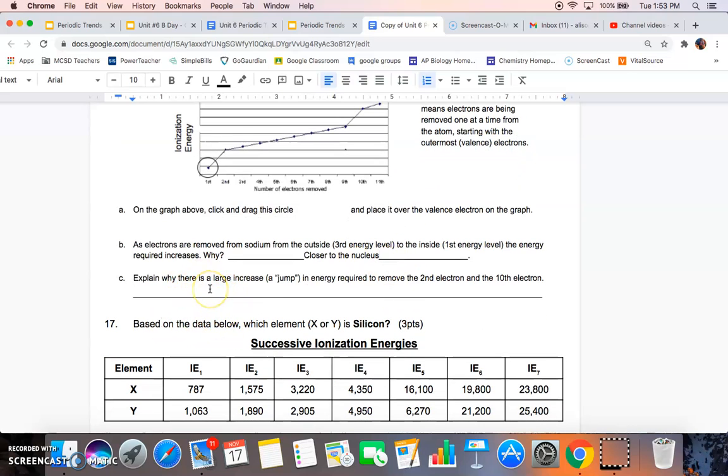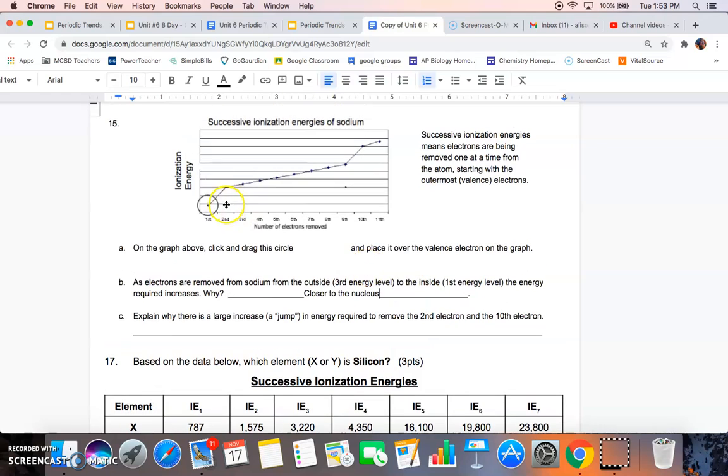Last question for number 15 is explain why there's a large increase or a jump in energy required to remove the second electron and the 10th electron. So right here and right here. Hopefully you remember this when we talked about it in class. This just tells me when I'm jumping to a new energy level.